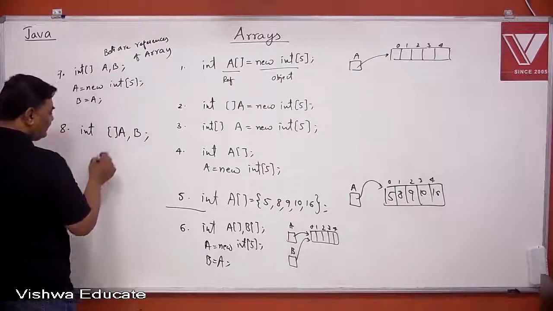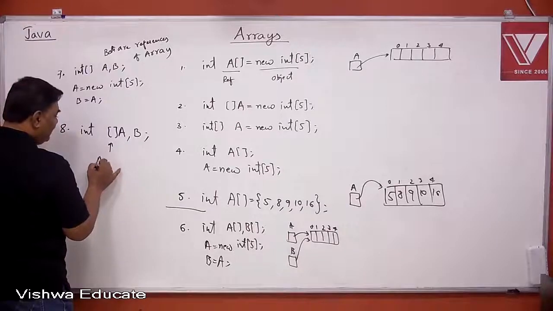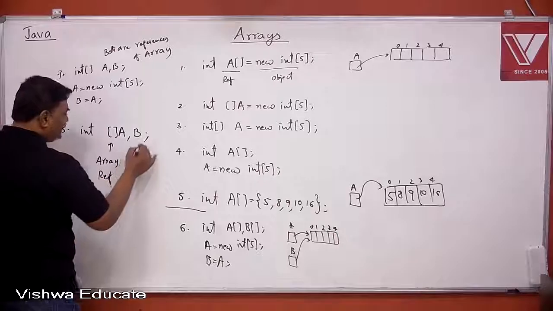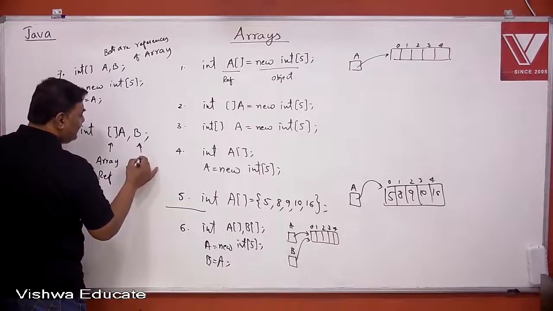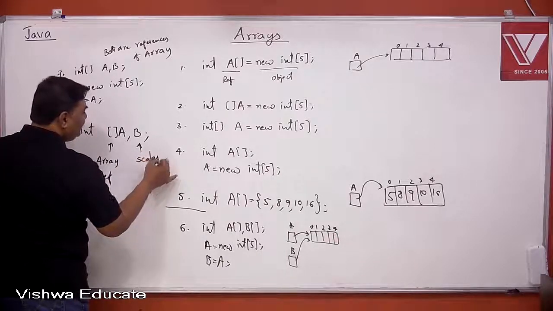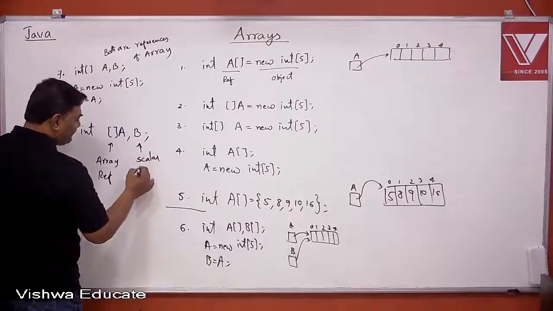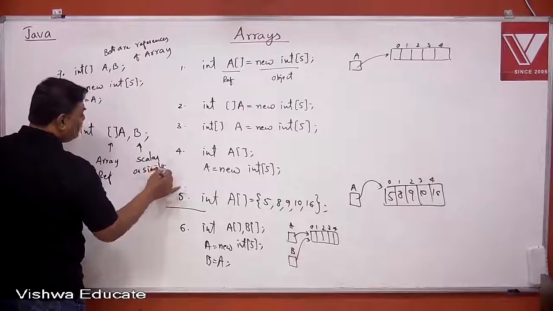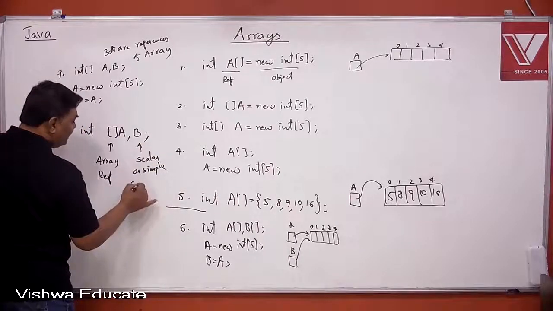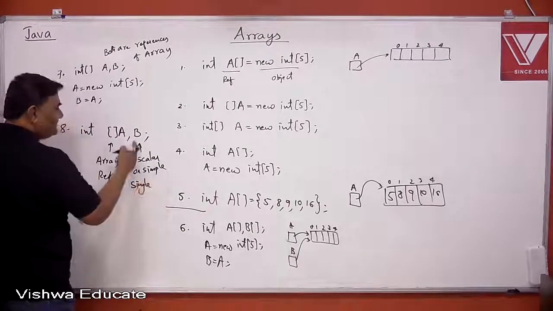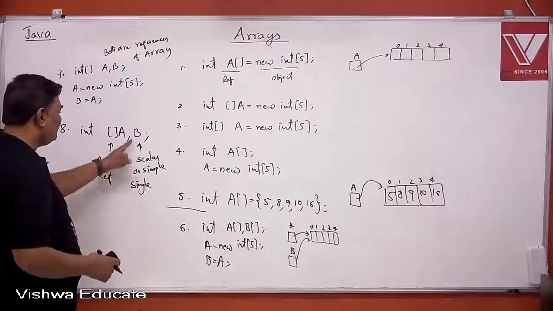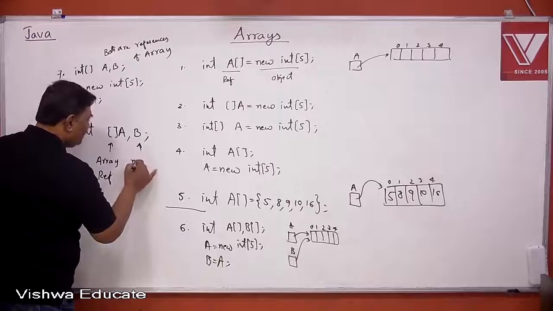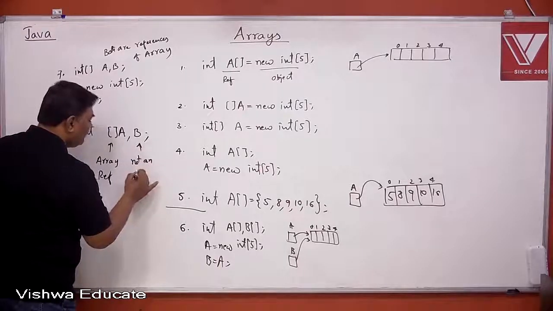If I write like this, then this is an array reference. This is a scalar variable. Scalar means a simple variable that can have a single value. This is a normal variable. It's not an array. Okay, so I will write it like this. It's better. Not an array.